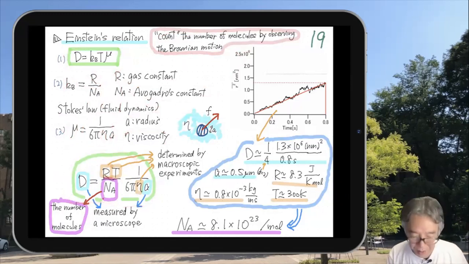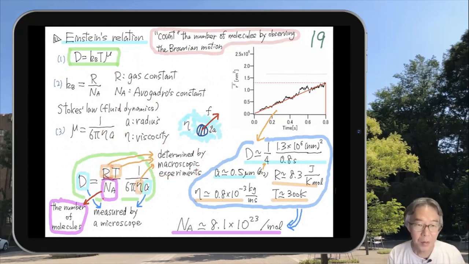I will examine the character of each quantity here. 6 is 1, 2, 3, 4, 5, 6. You know what 6 is. Pi, of course, you know what pi is, 3.14. Now R, what is R? This is a physical constant, the gas constant, so you know it. You can determine this by performing thermodynamic experiments. T is also a thermodynamic quantity you can measure. Eta is a fluid dynamical quantity, but you can measure this by performing a fluid dynamics experiment. So this means that R, T, and eta can be determined by macroscopic experiments.